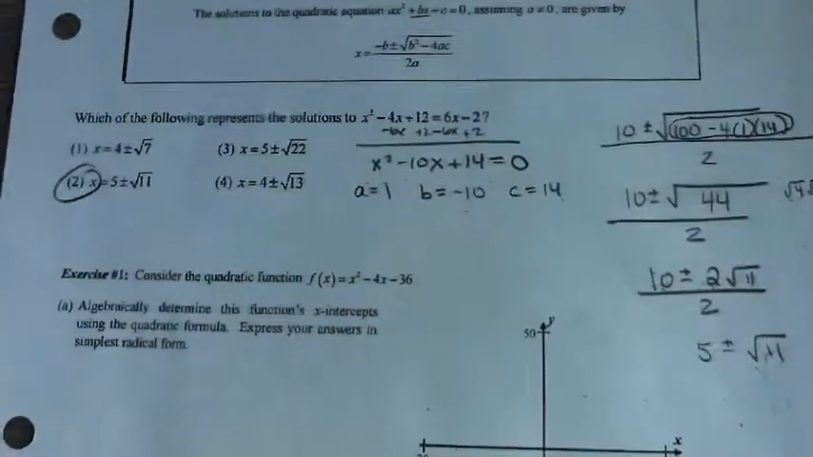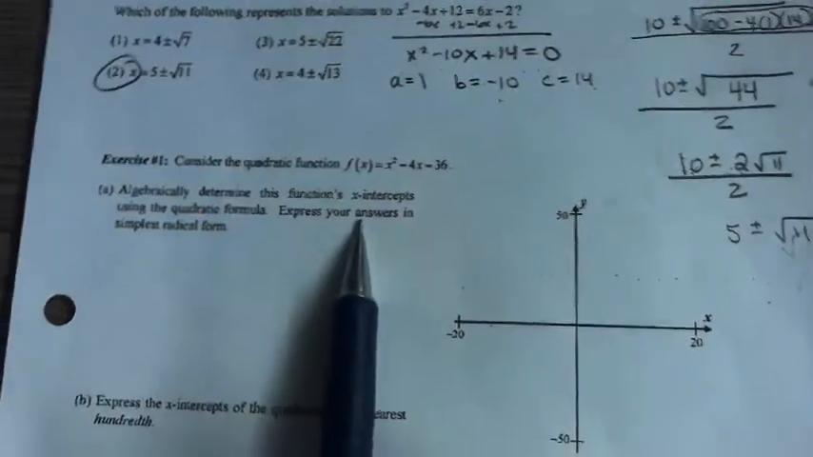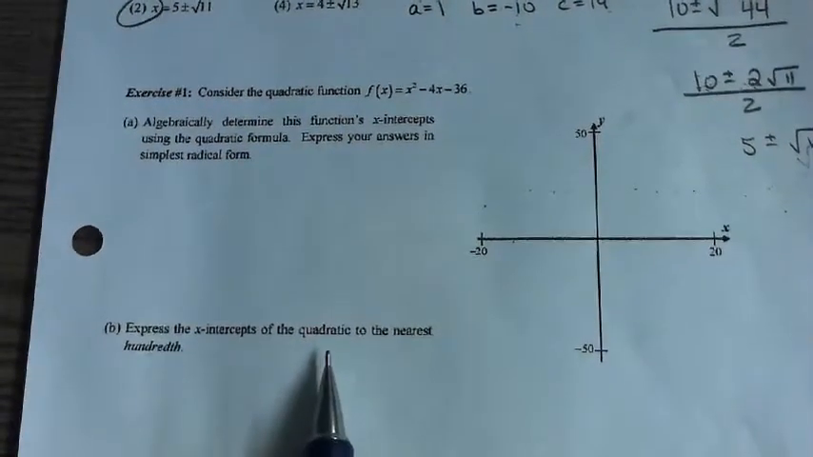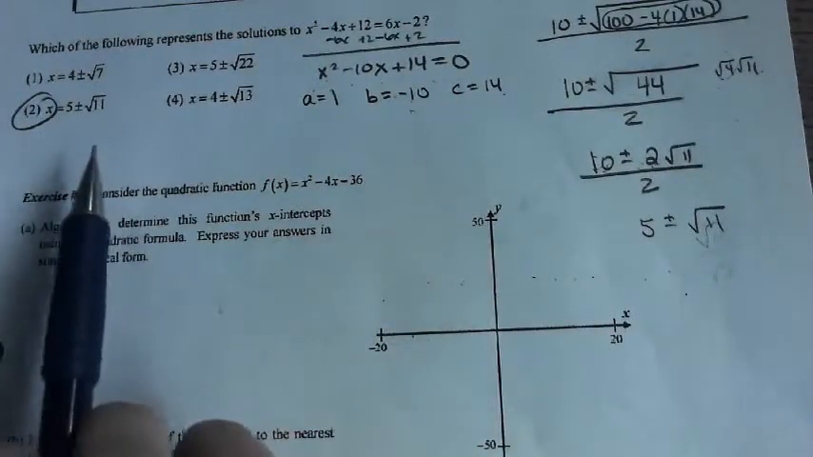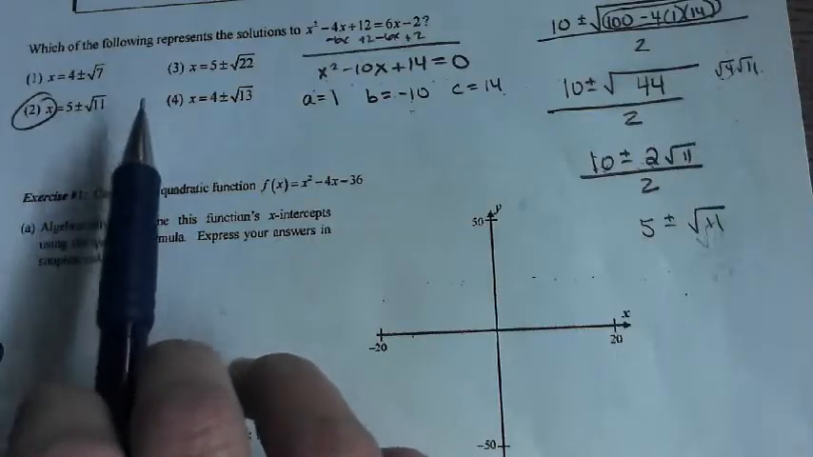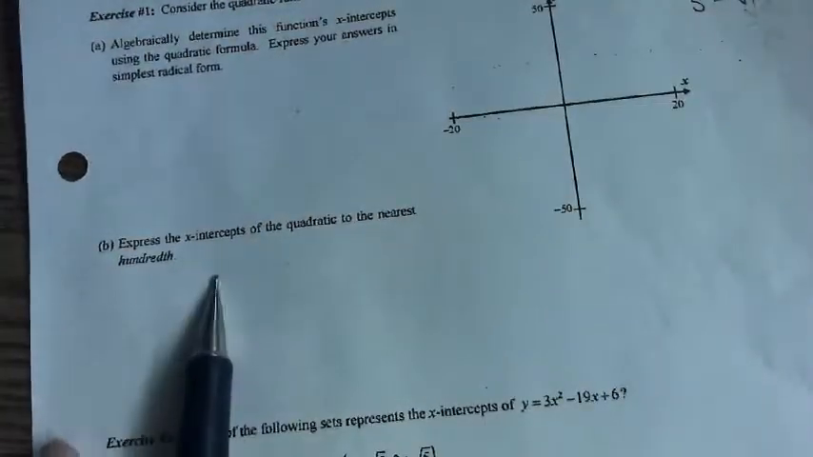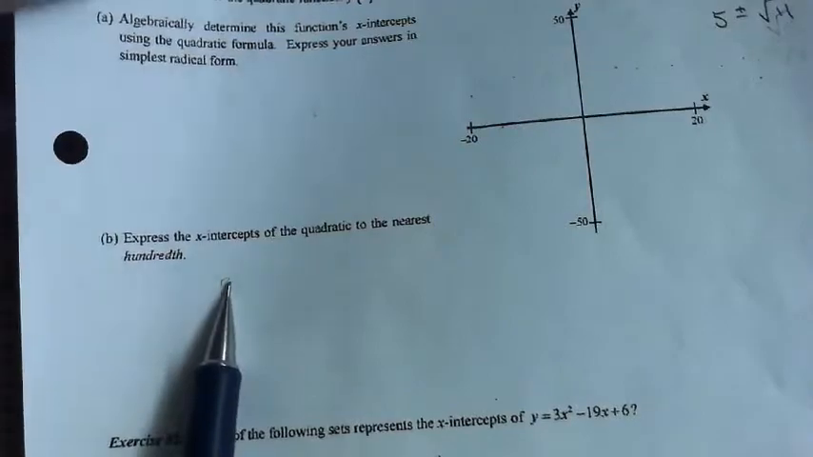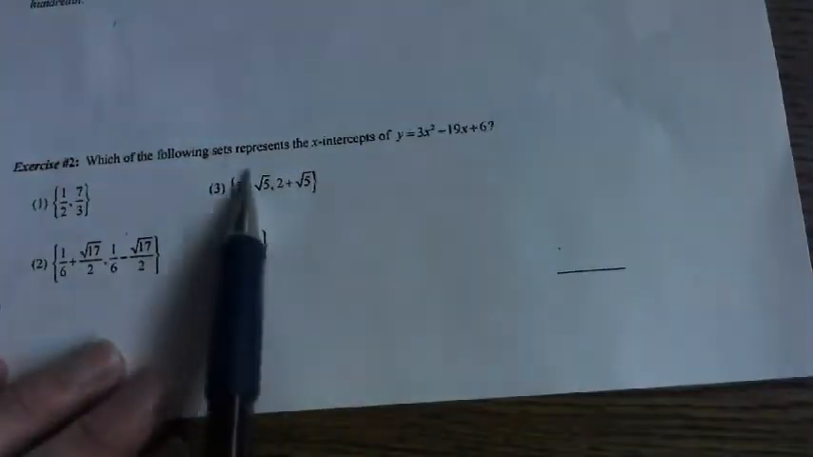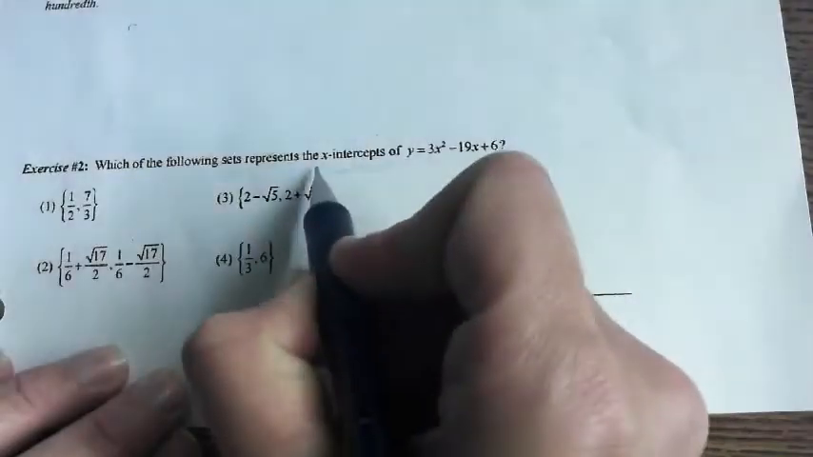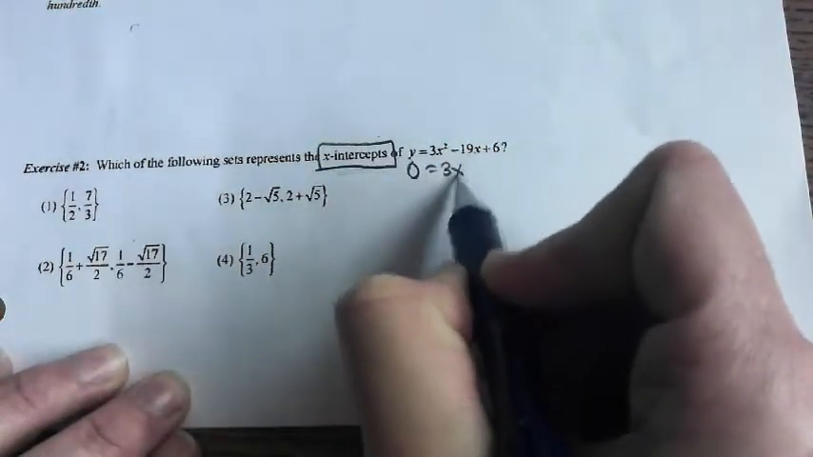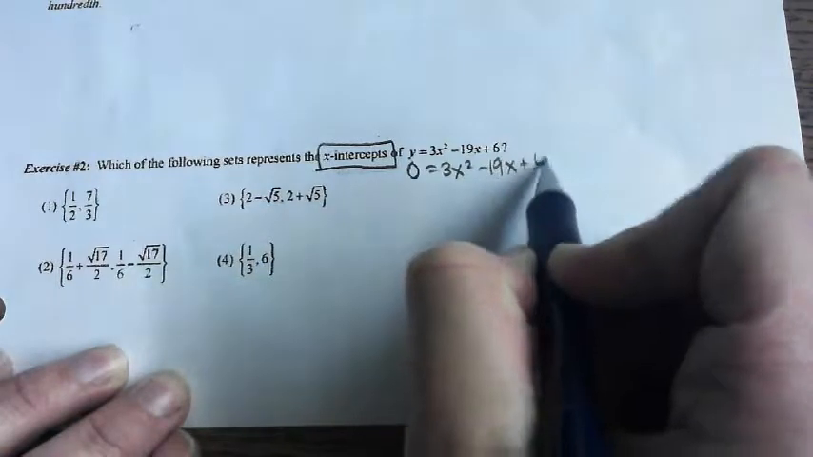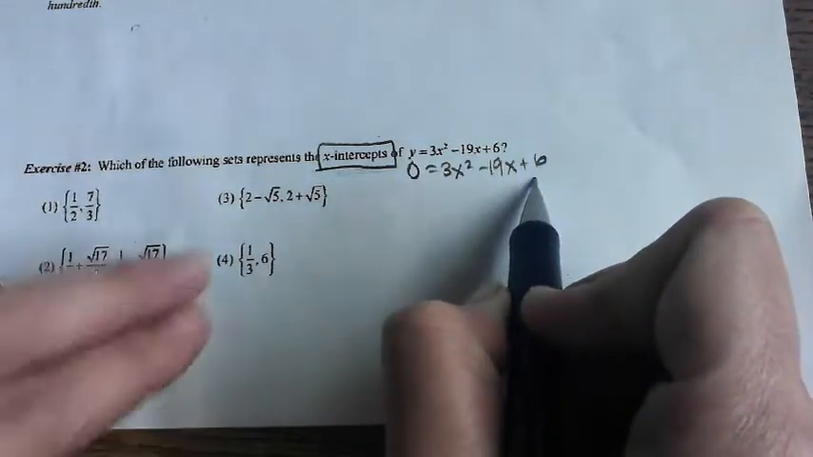So A would be more the same. B is just taking those radical answers and turning them into decimals. So for the previous one, you'd do 5 plus root 11, get a decimal, 5 minus root 11, and round to the nearest hundredth. Okay? X-intercept, how do you find x-intercepts? Y equal to 0. So as soon as you do that, all of a sudden, this is another quadratic formula problem. Got it?